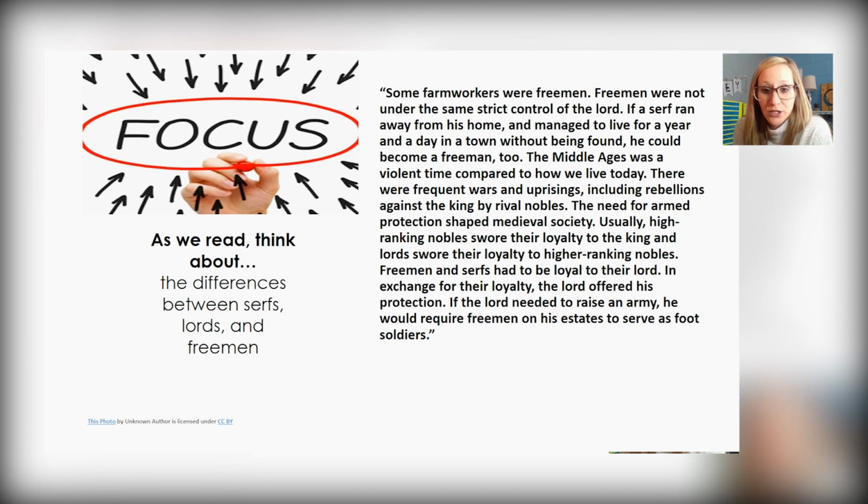There were frequent wars and uprisings, including rebellions against the king by rival nobles. The need for armed protection shaped medieval society. Usually high-ranking nobles swore their loyalty to the king, and lords swore their loyalty to higher-ranking nobles. Freemen and serfs had to be loyal to their lord. In exchange for their loyalty, the lord offered his protection. If the lord needed to raise an army, he would require freemen on his estates to serve as foot soldiers.